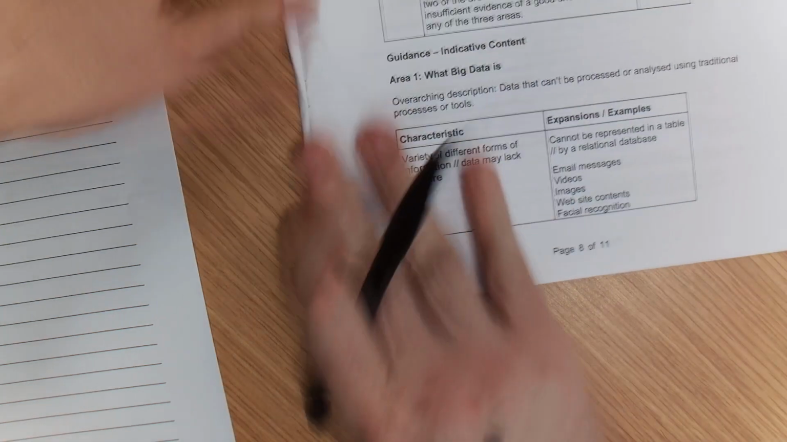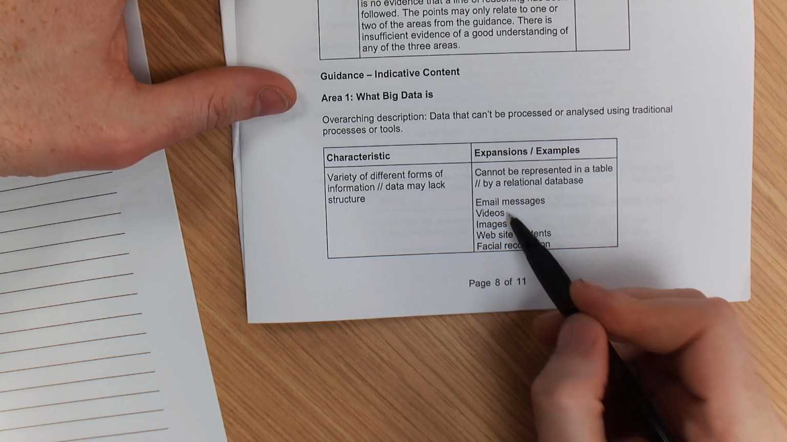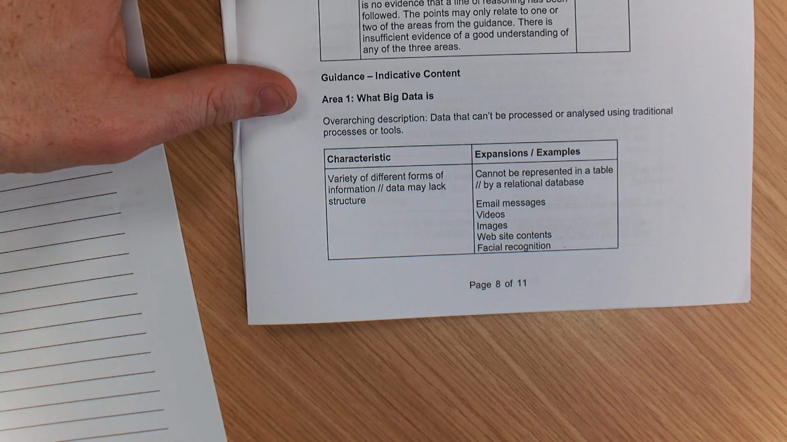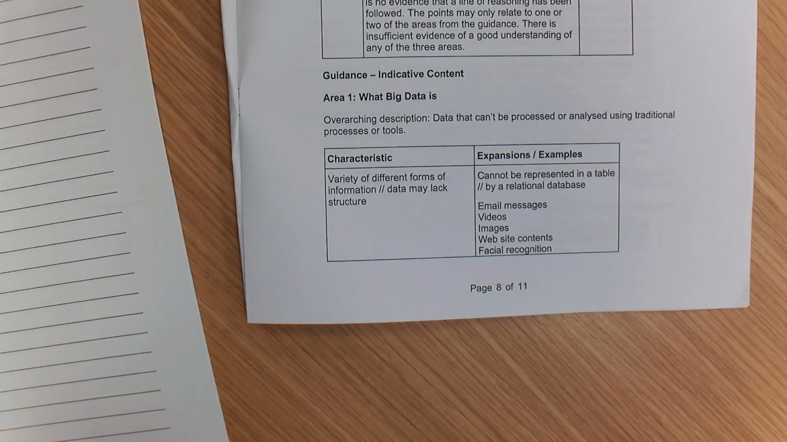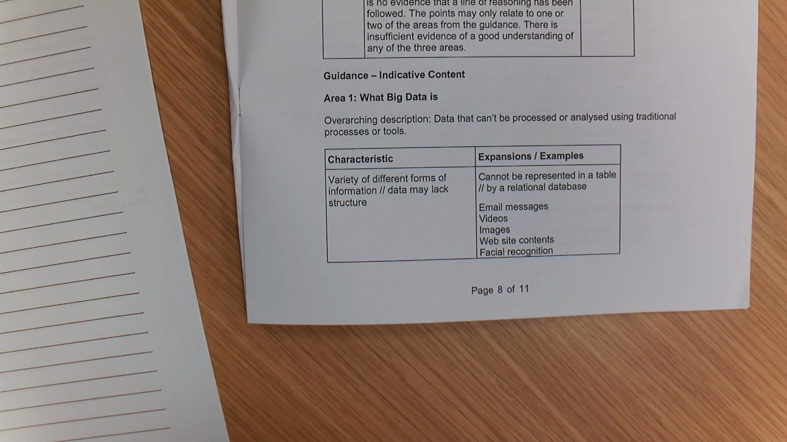So what is big data? Big data comes in a variety of forms. That's why I talked about social media and how you can link it back to it. Email messages, videos, images, website contents, facial recognition. There's this big argument in America at the moment where they're trying to ban TikTok because of who it's run by. In America, it's been announced that TikTok is being run by China, and they're worried that they're seeing our facial recognition and our reactions, and they're using our cameras when we're looking at certain videos, and they're learning about us. That's all big data.